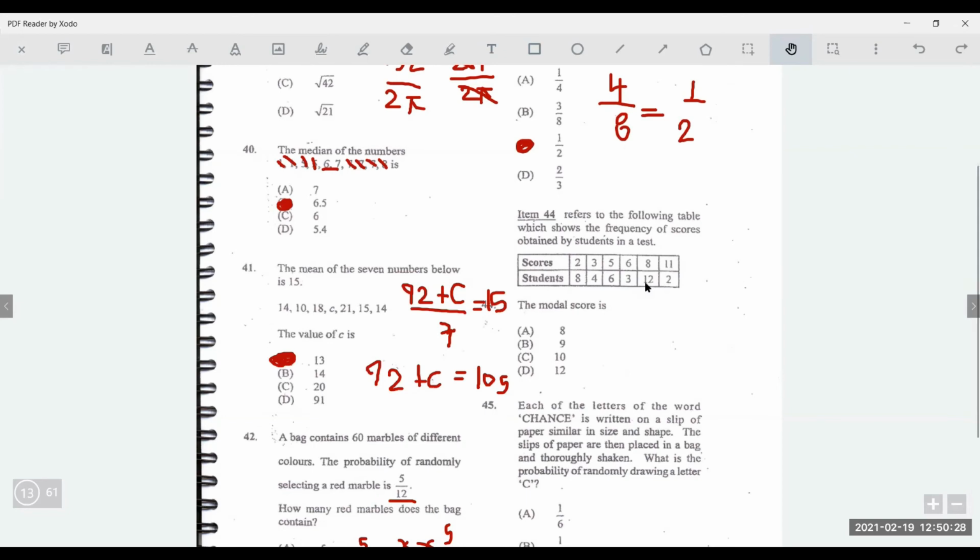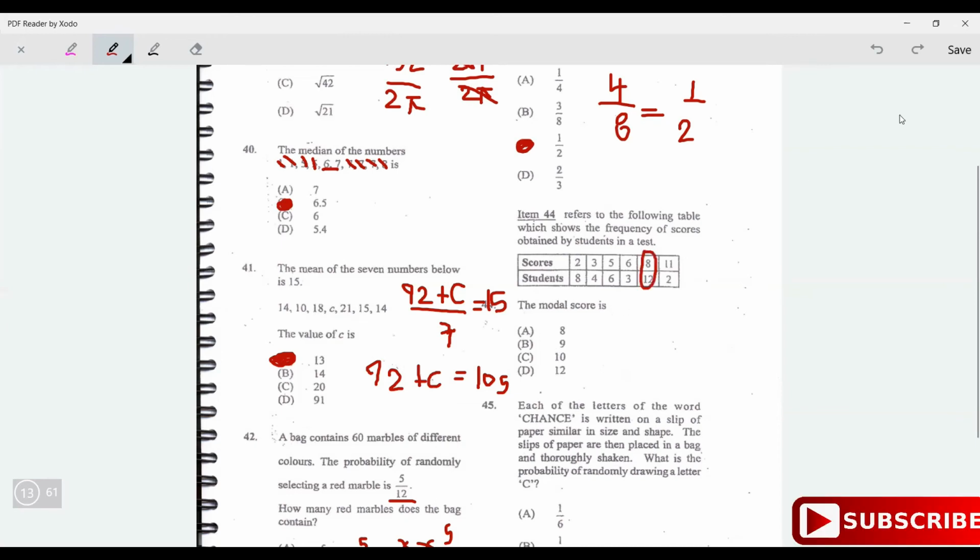As you can see, 12 students get 8. And so that's the modal score. 8 is frequently occurring. This is the modal score. Modal score is 8, because 12 students get 8.